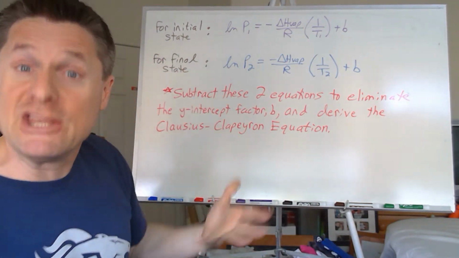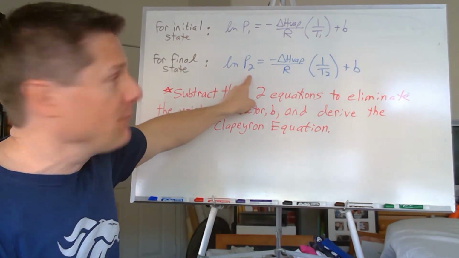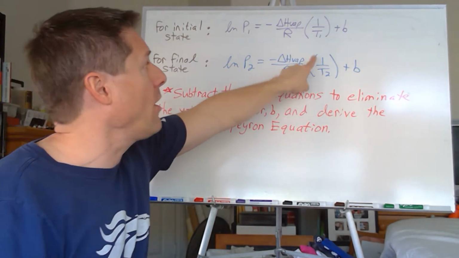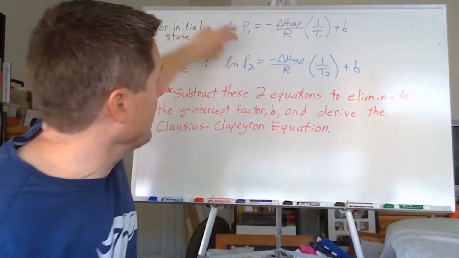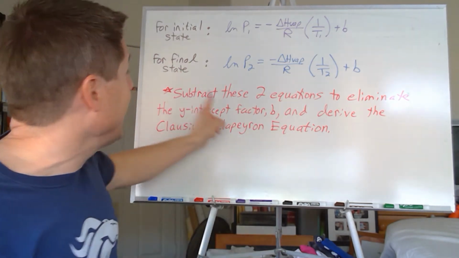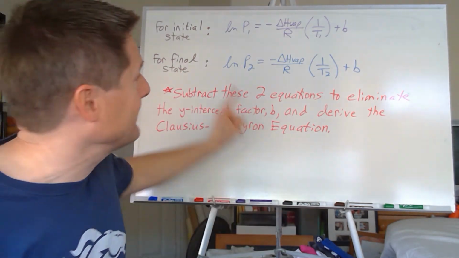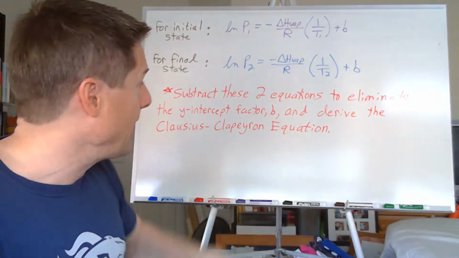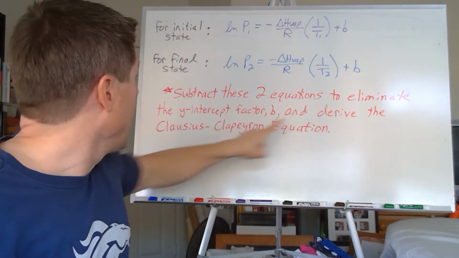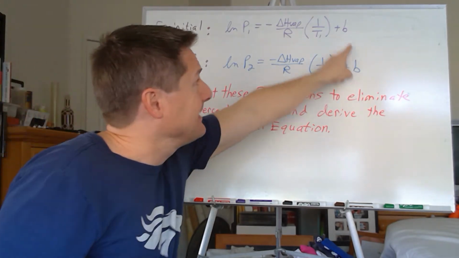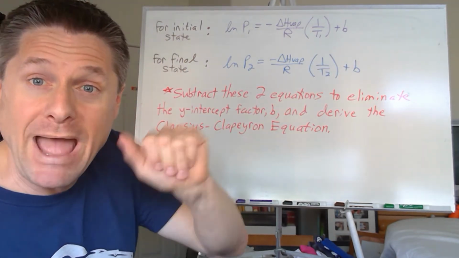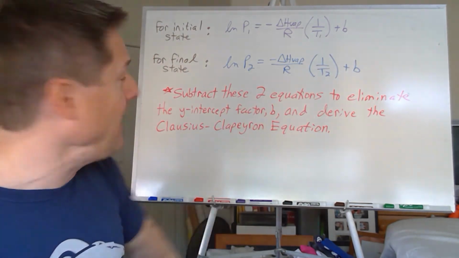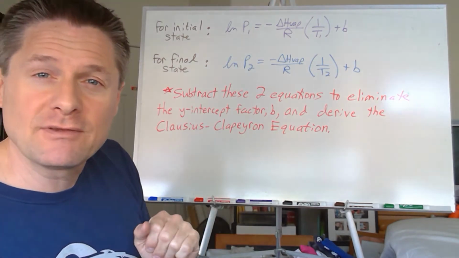For the final state, P2 and T2: natural log of P2 is negative delta H vap over R, 1 over T2, plus the y-intercept. Boom! Right? Let's now subtract. This is the trick. Subtract these two equations, final state minus initial state, okay? We're going to do that to eliminate this constant B. Bye-bye. Then we don't have to worry about it. B for bye-bye. And then we'll derive the Clausius-Clapeyron equation.